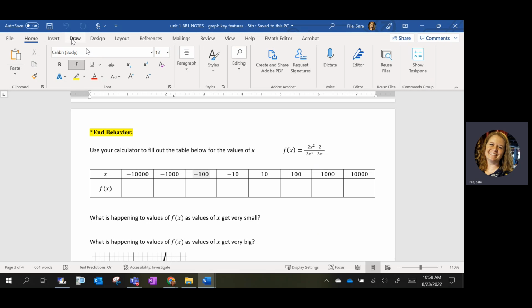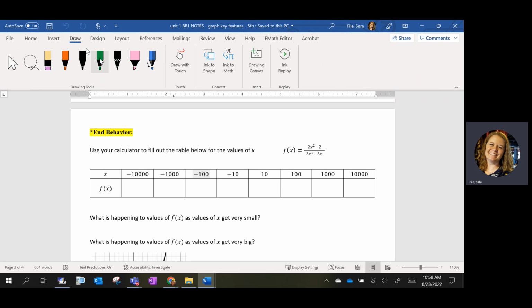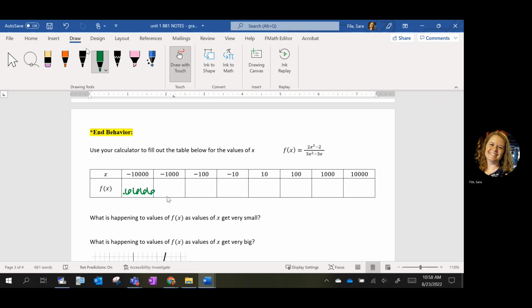Oops, I guess I should get my pen before I start trying to write. There we go. Okay, so it's 0.6666, so 4 sixes after the decimal. Okay, at negative 1,000, it's 0.666. At negative 100, it's 0.66. And at negative 10, it's just 0.6.